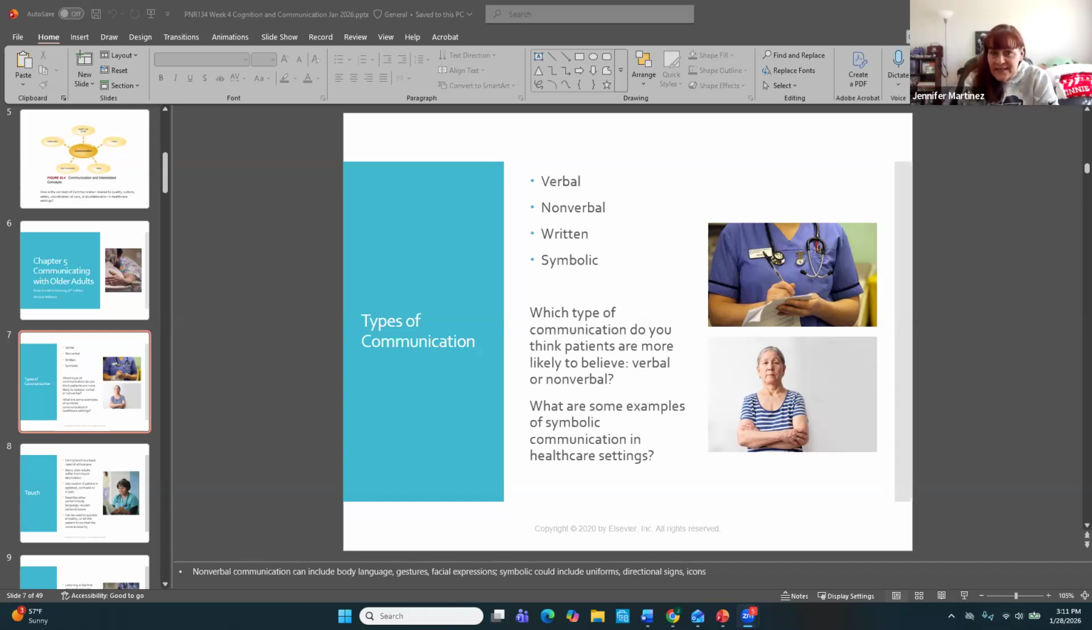So here in the United States, we generally use eye contact, right? That's part of our culture. And we generally think of it as disrespectful if somebody doesn't maintain eye contact with us. However, like you said, in other cultures, it could be considered disrespectful. So we have to be aware of that.